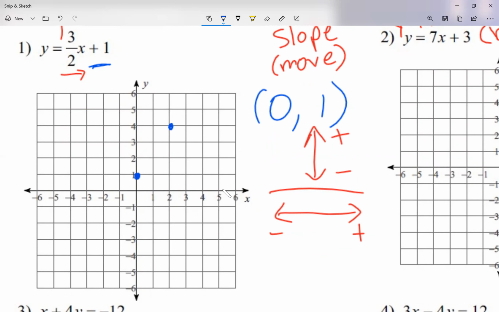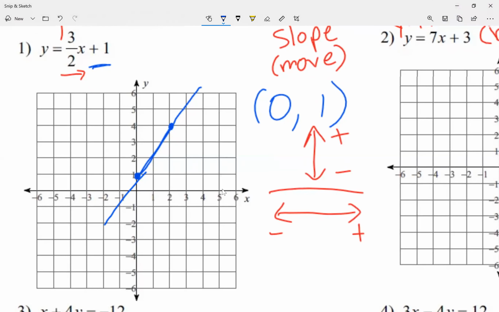Now do me a favor. Don't just connect them like this. It's not a segment, it is a line. So do me a favor and actually draw a line. Make it go straight, and make sure it keeps on going like that.